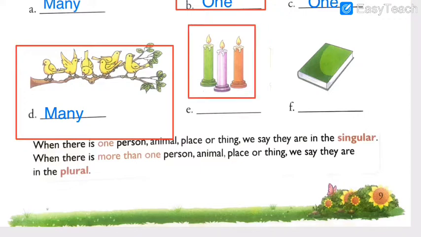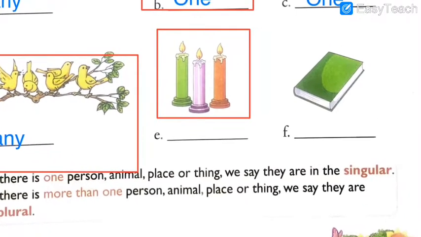Now in the next picture, candles. Wow, see, different colors of candles are there. So how many candles are there? One is green, one is purple, one is orange. So 1, 2, 3. 3 candles are there. So that means more than one. More than one. So what do we have to write? Many. So many I have written.